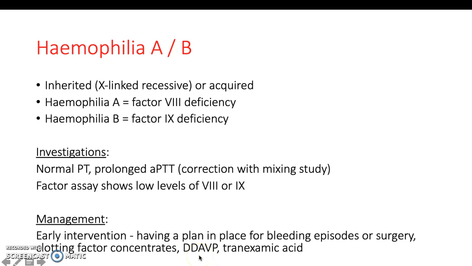DDAVP, which is also known as desmopressin, causes the release of von Willebrand's antigen to stimulate that clotting cascade. Tranexamic acid is also used if they have excessive bleeding. You may also have seen it in treatment for menorrhagia, just to prevent heavy blood loss.